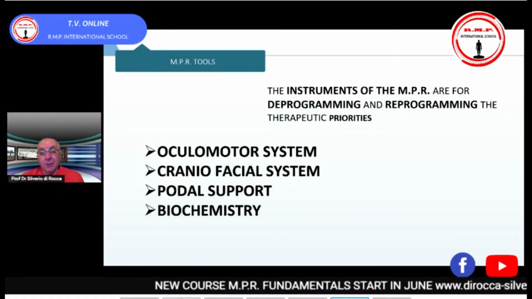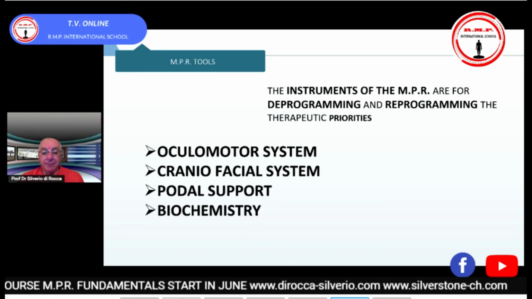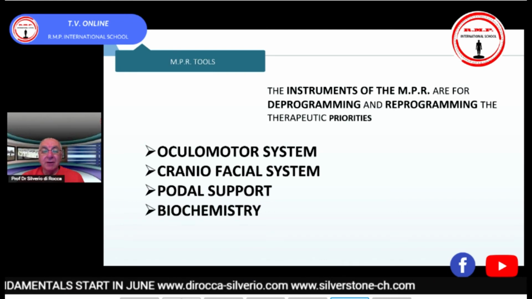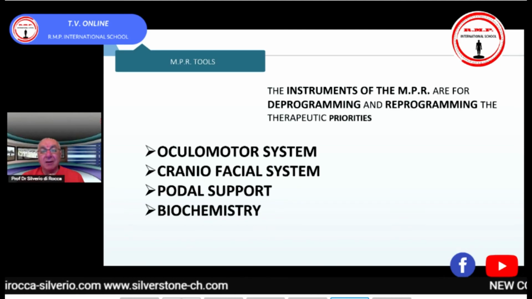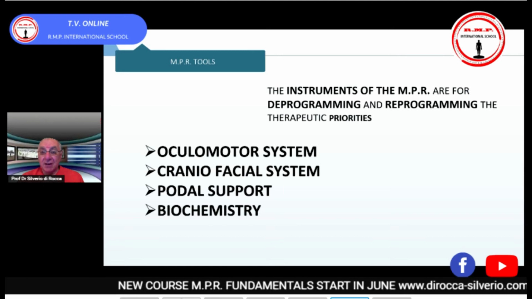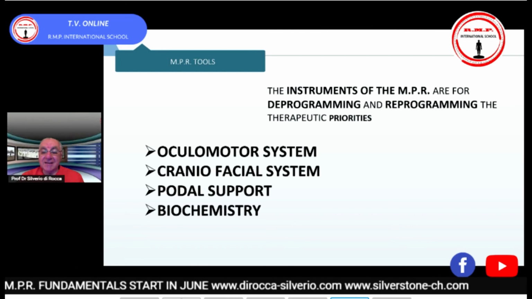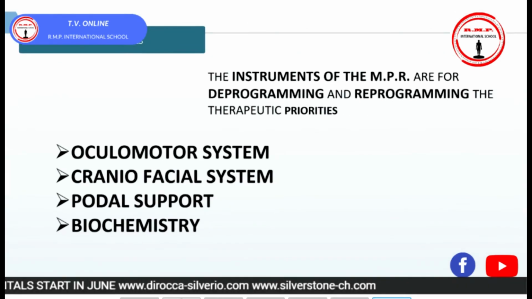And then we will study the tools of M.P.R, the tools for deprogramming and reprogramming. To deprogram the oculomotor system, the craniofacial system, the podal support, and the biochemistry, and also to reprogram them if it's necessary. Those tools you will learn in the M.P.R Fundamentals workshop.